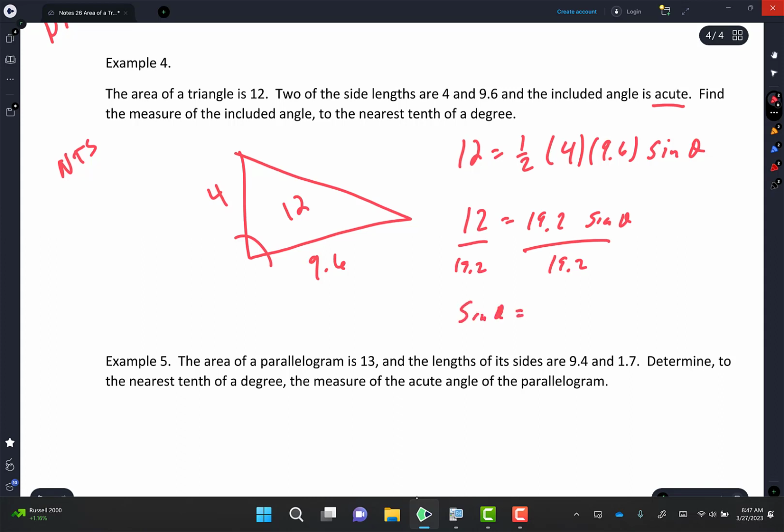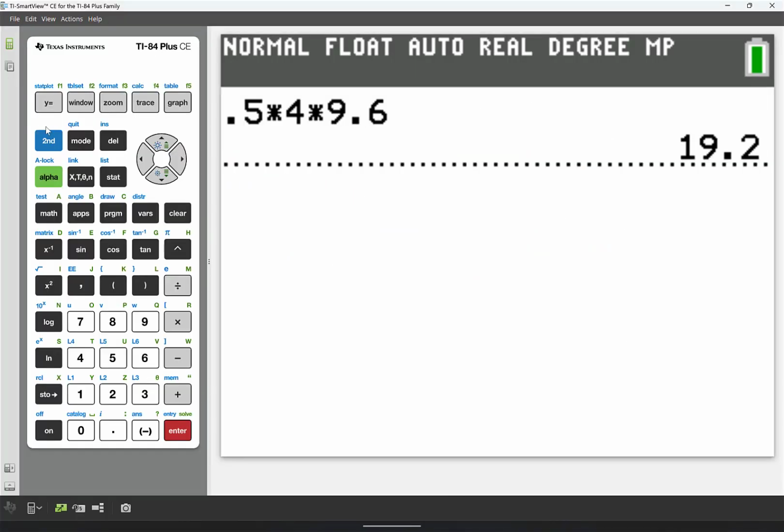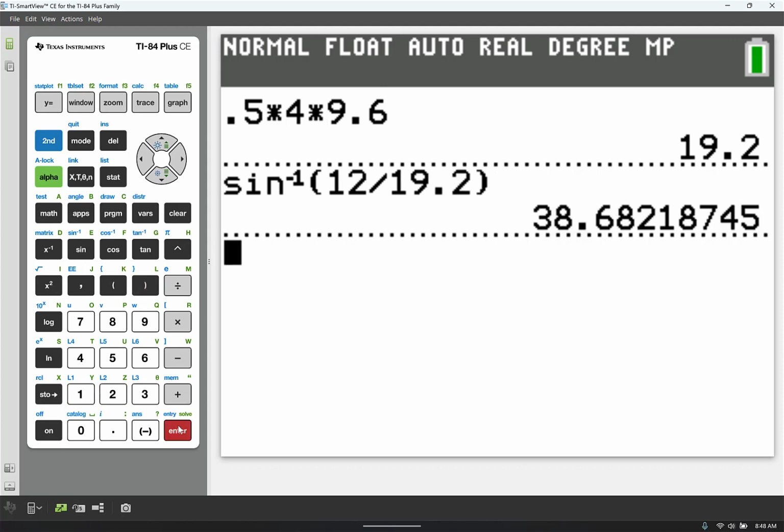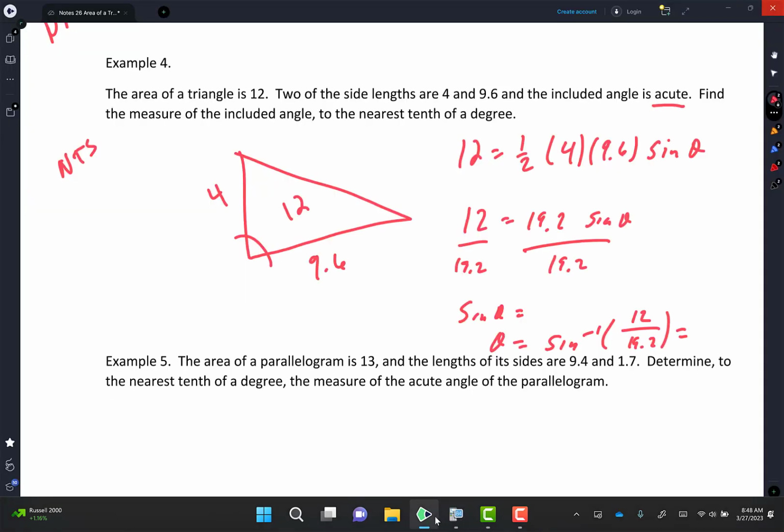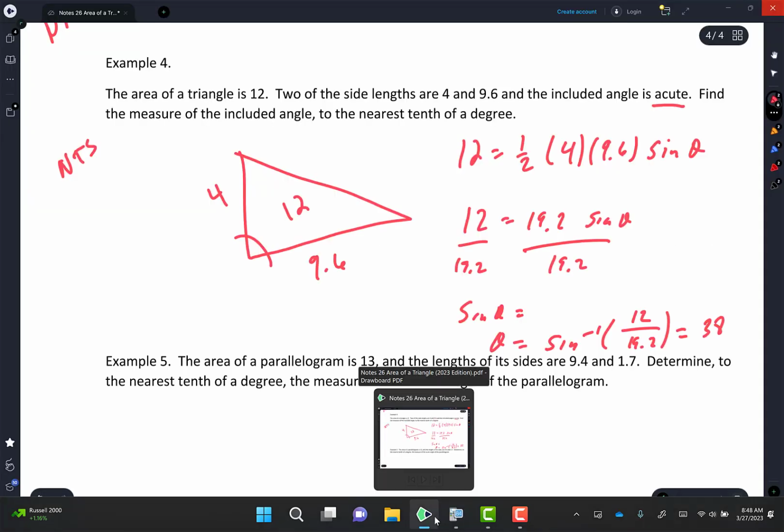So what I want to do is get theta by itself. So theta equals arc sine of 12 over 19.2, which equals, and I'm going to get an acute angle because it always gives acute. So let's see, arc sine. And then what was it on top? 12 divided by 19.2? Thank you. Enter. So there's my angle. They want it to the nearest tenth, so 38.7. To the nearest tenth of a degree. Yep, there it is. Cool or not cool?